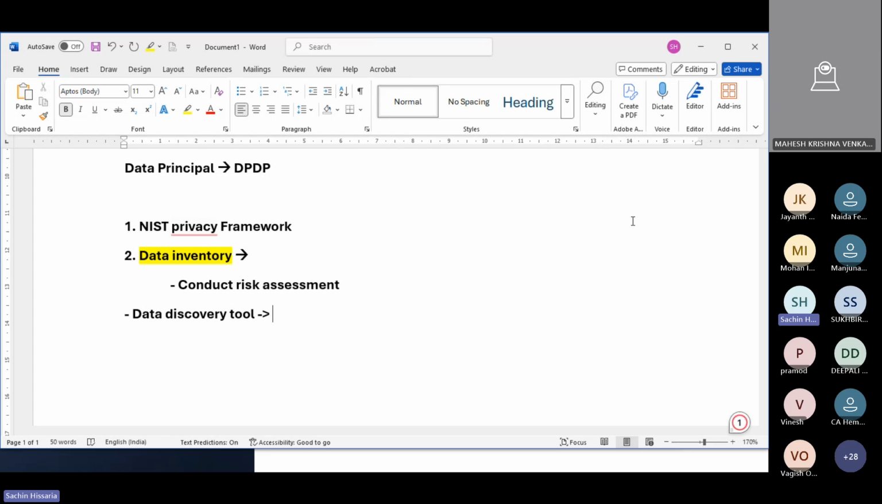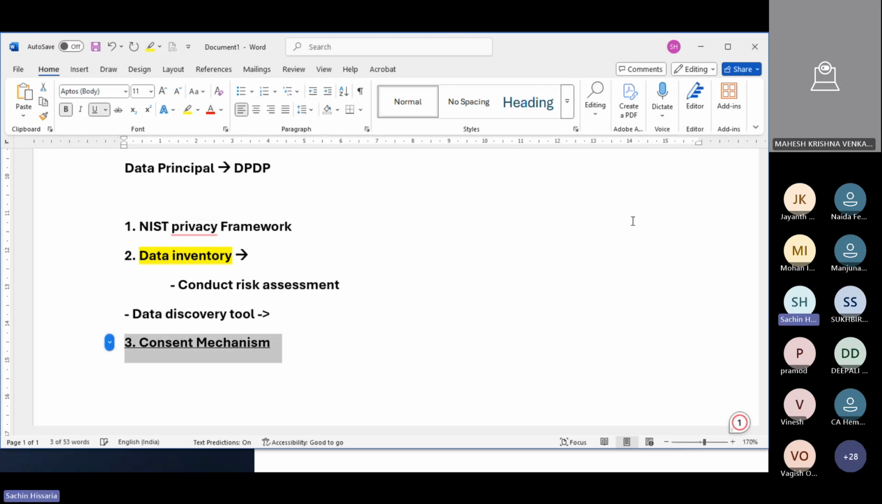So this is the next step. Now, after creating an inventory, what would the company be doing? The company will start building the privacy notices and consent management framework. Now, this is very interesting, guys. So let me first speak about the consent mechanism.